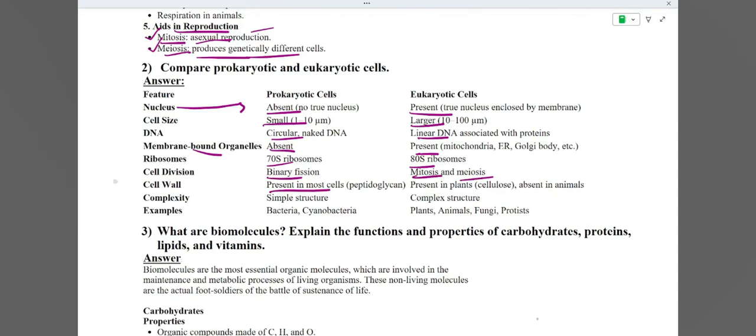Cell wall, it is present in plant, absent in animal cells. Next is the complexity, simple structure, here it is complex. Example is bacteria, cyanobacteria, here it is plant, animal, fungi, and protists. These are the comparison of prokaryotic and eukaryotic cell. This is also one of the important questions that is repeated. First question is also important.